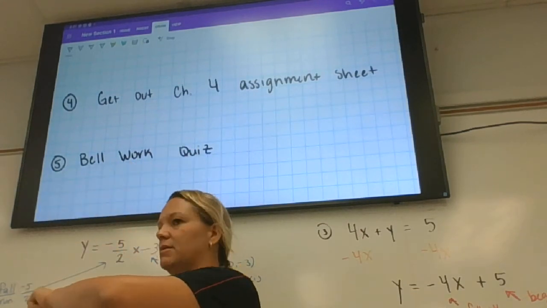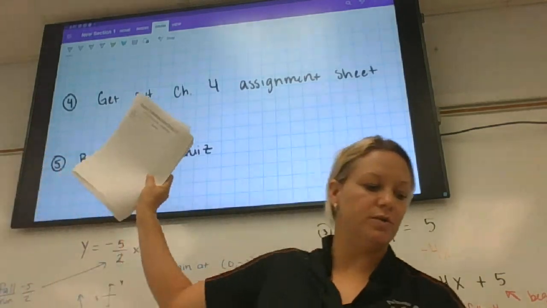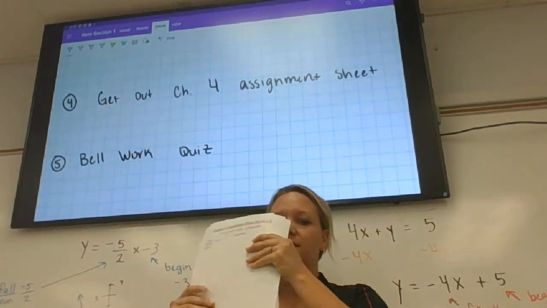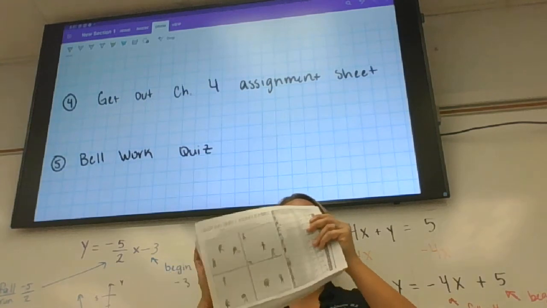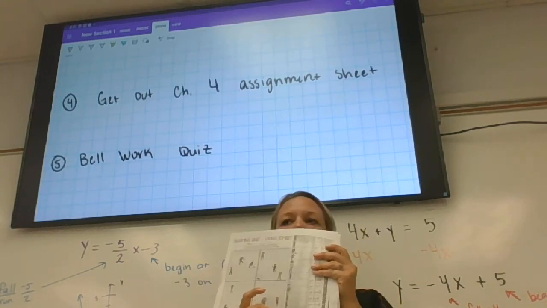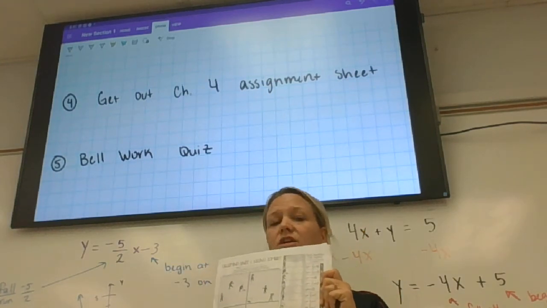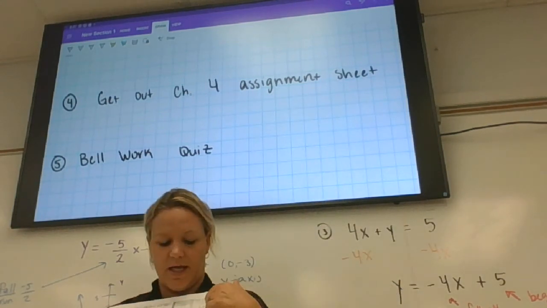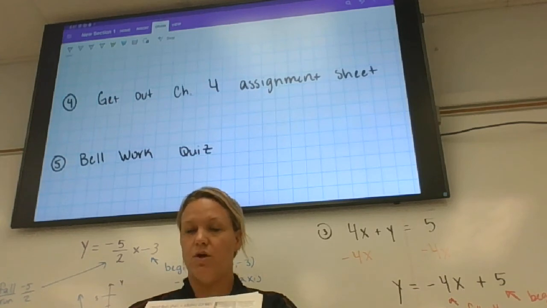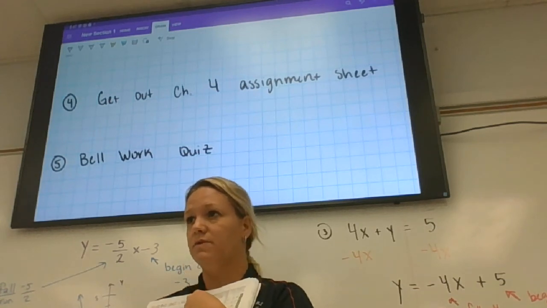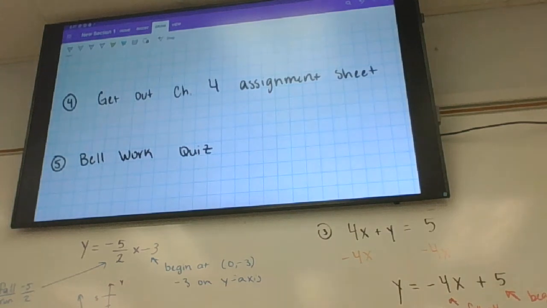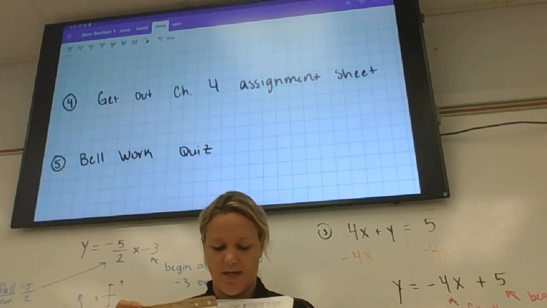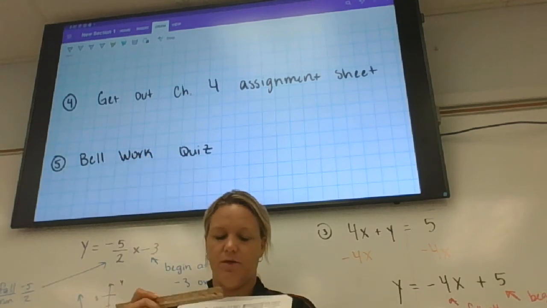You're gonna turn them into the basket in the front, and then you're gonna grab your new assignment sheet, your chapter 4 assignment sheet. On the back of chapter 4 assignment sheet is an activity called graphing lines and killing zombies. They give you the equation, and then you begin on the y-axis, and then you move slope, and your goal is to make the line long enough so that it goes through a zombie. So the line kills the zombie, and then next to the picture of that zombie, you write the equation.